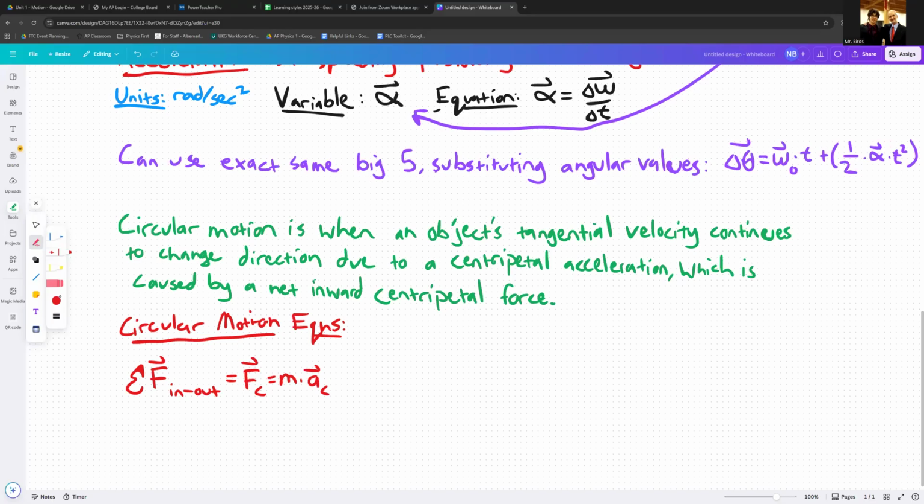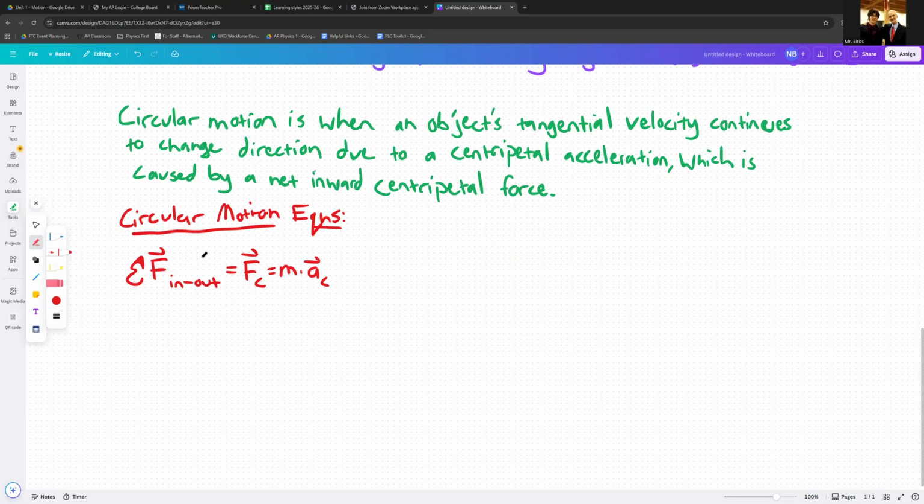Because the sum of forces directly inwards or directly outwards, towards the center of the circle or away from it, that sum of forces is centripetal force equal to mass times centripetal acceleration. So it is just Newton's second law. It's F equals ma, just circular motion version, right? That's the first of our circular motion equations. So that's number one.